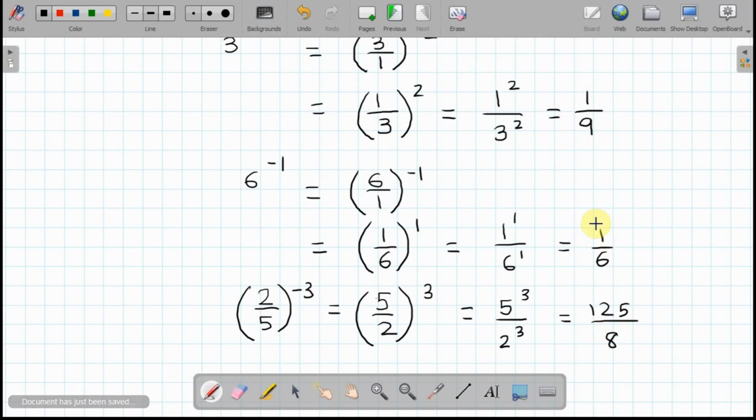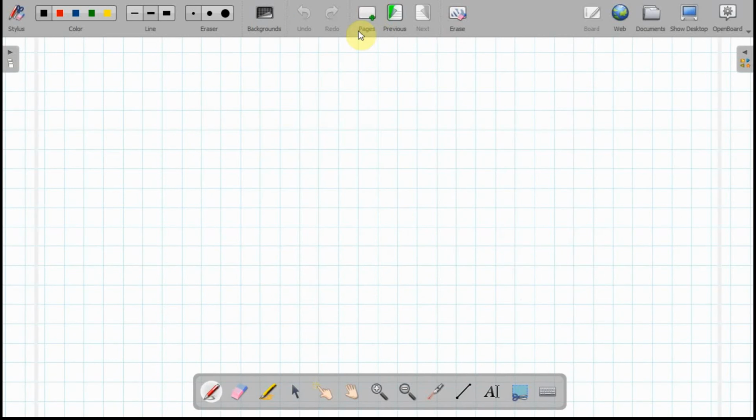Okay. And then the last thing we're going to look at is fractional powers. Now, before we start that, we did mention reciprocals. So the reciprocal of 2 is a half, right? Let me write the word reciprocal again.